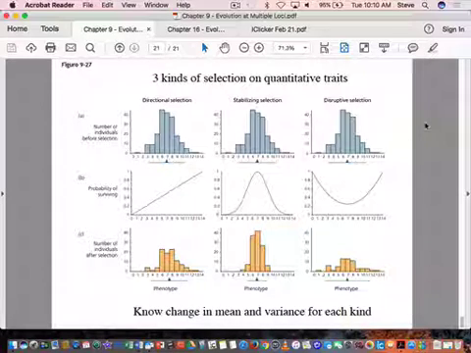So on this one, I'd really want you to know how the change in the mean and the variance of a trait differ for each kind of selection. Okay. Let's do an i-clicker.